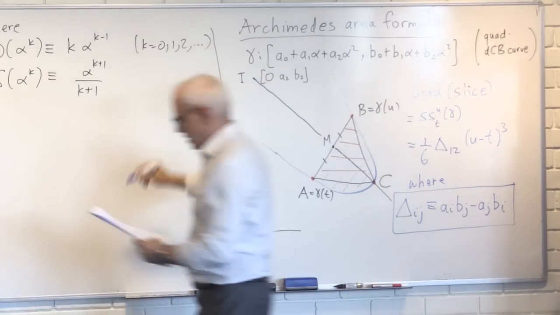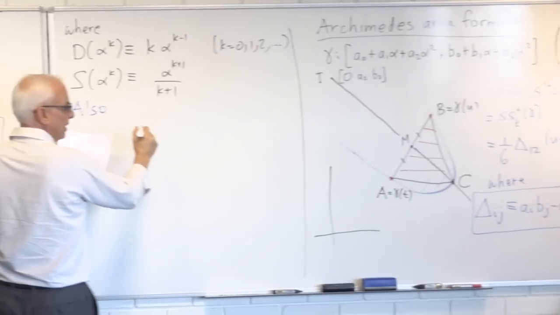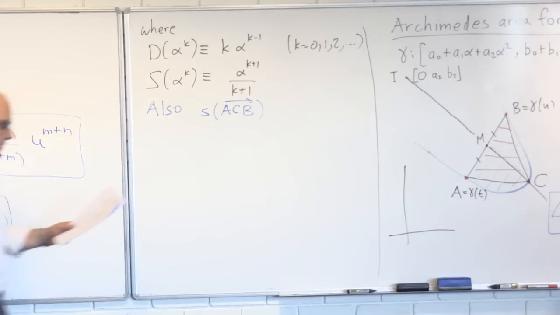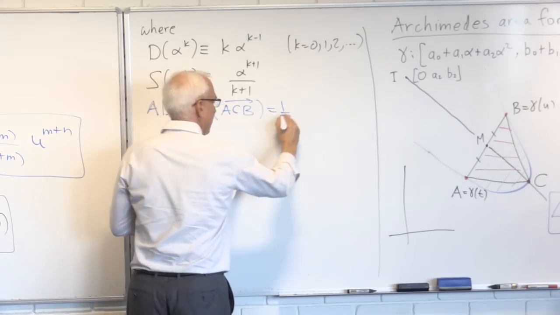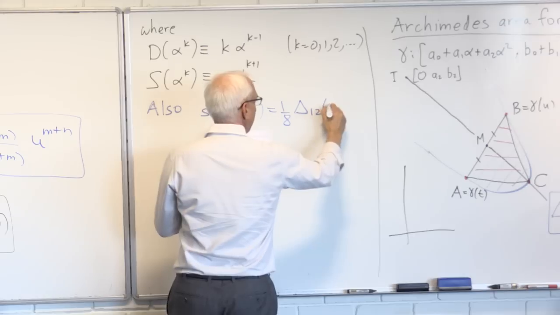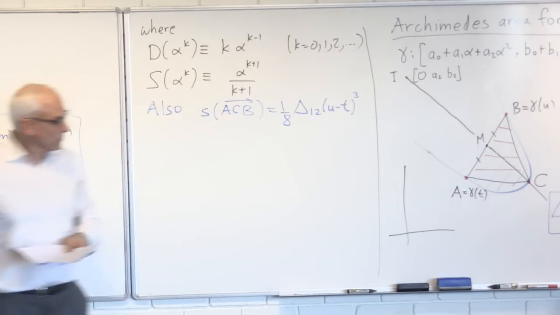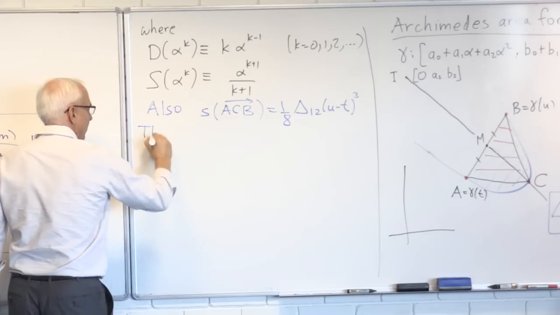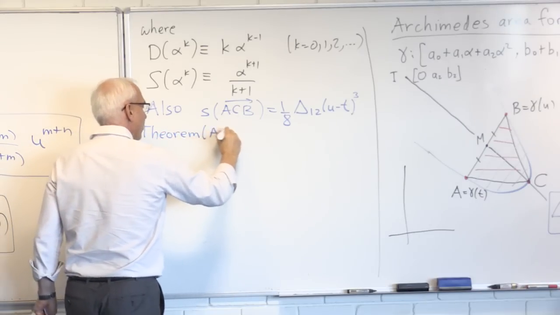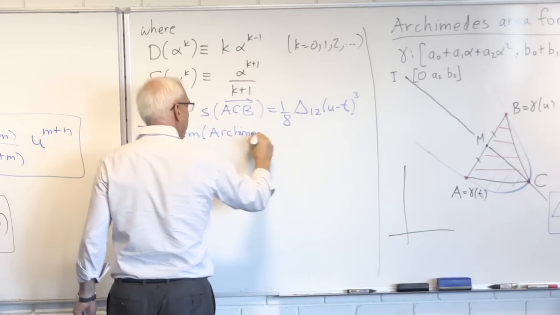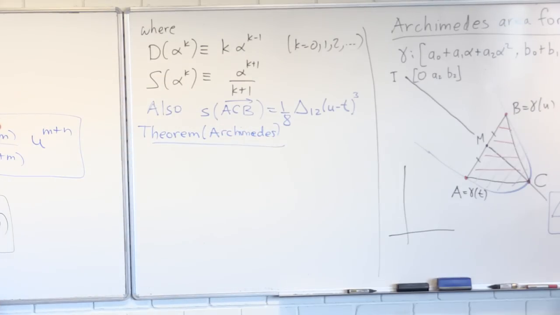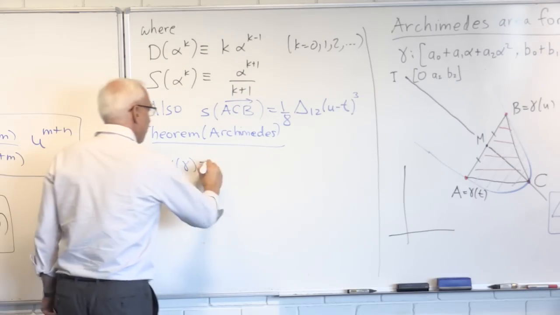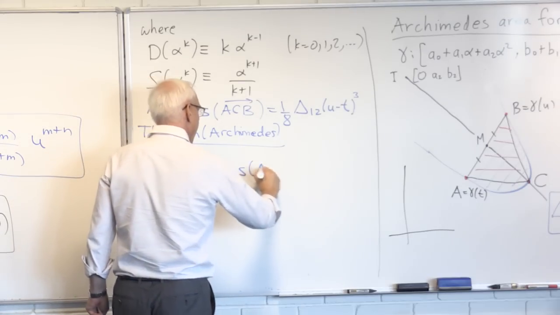And we can also calculate that the signed area of just the triangle ACB, actually the oriented triangle ACB, is 1/8 of that same delta 1/2 times the same factor u minus t cubed. And if we then stare at those two formulas, we have a proof of the theorem that goes back to Archimedes. And that formula is that the signed slice area from t to u of this curve is 4/3 the signed area of ACB.